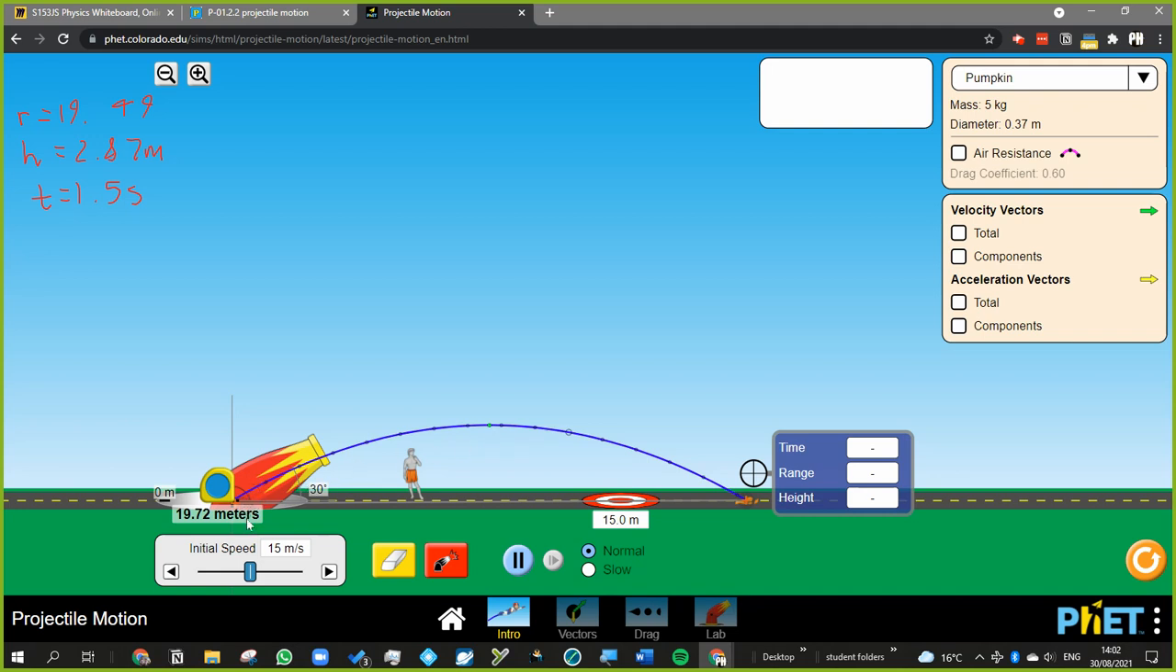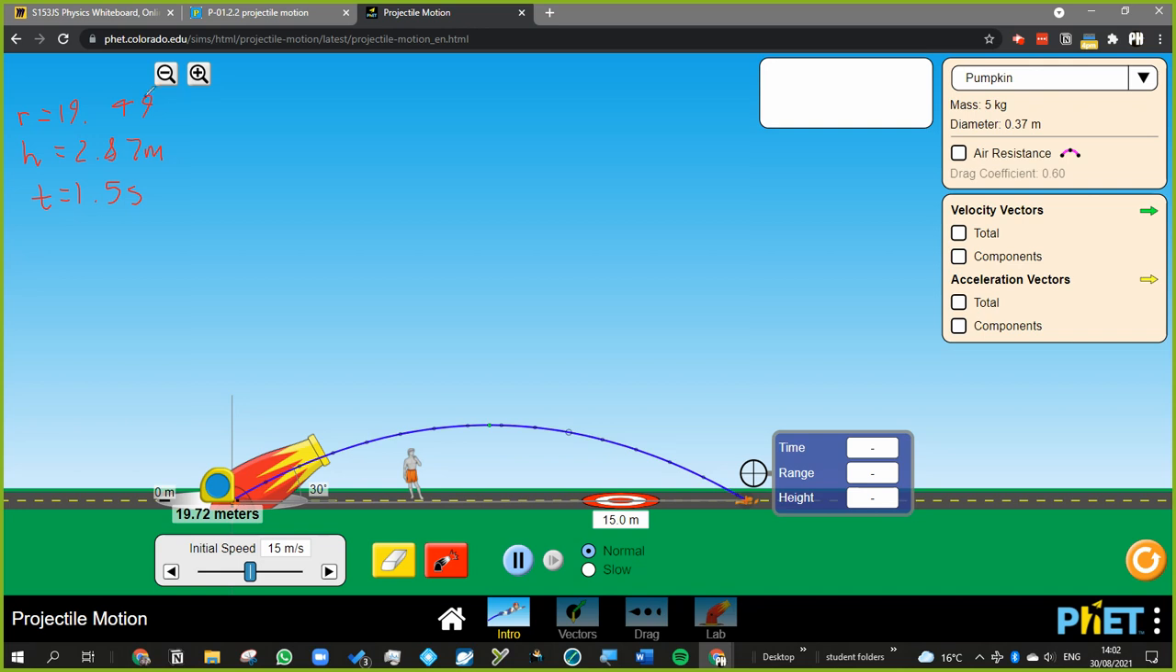In other words, if we knew that we were launching at 15 meters per second, that the initial speed was 15, and we knew that the angle was 30 degrees, is it possible to work out the range, the height, and the time? Well, yes, it is. You can probably tell that by my tone. But how would we do that?